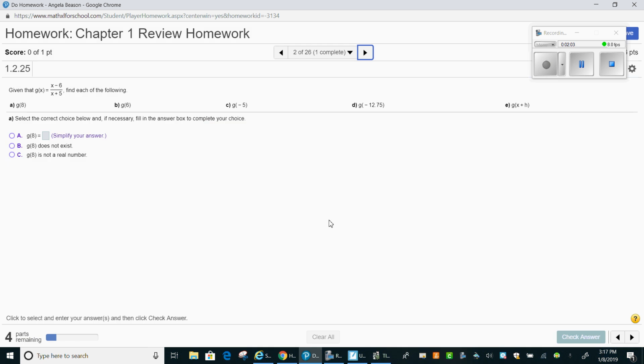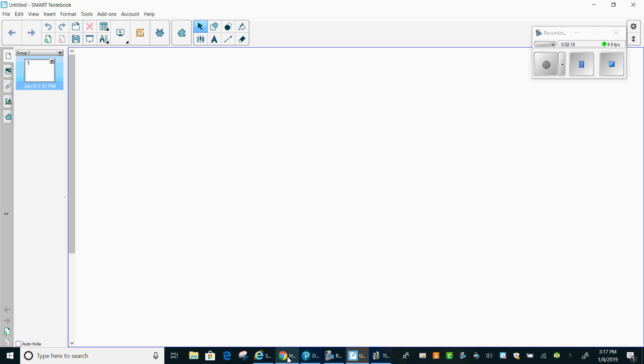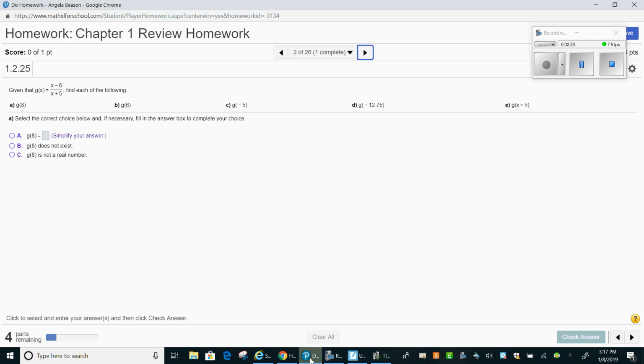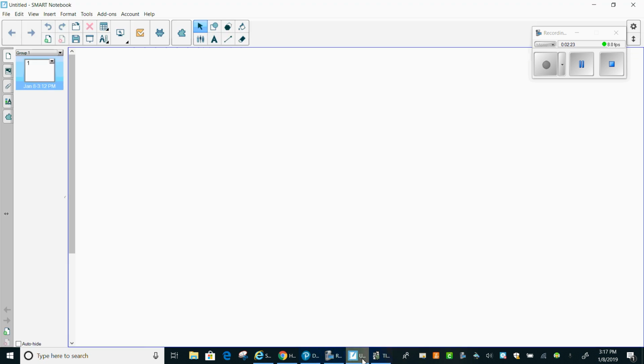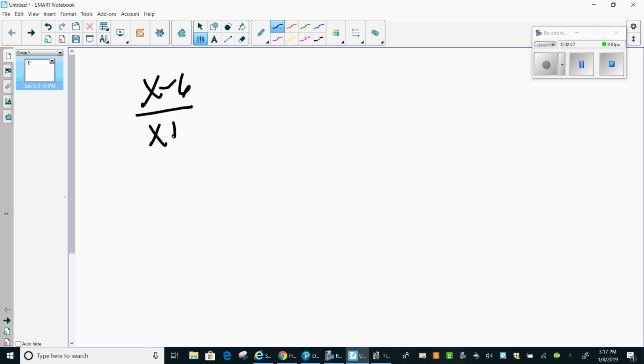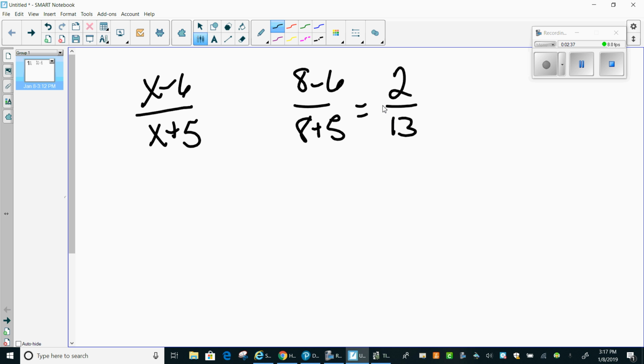Question number 2, given that g of x equals x minus 6 over x plus 5, they want me to find the following. The first thing they want me to find is g of 8. That means plug in 8 for x. So it's x minus 6 over x plus 5, now we plug in 8. 8 minus 6 on the top and 8 plus 5 on the bottom would be 2/13, and that does not reduce.